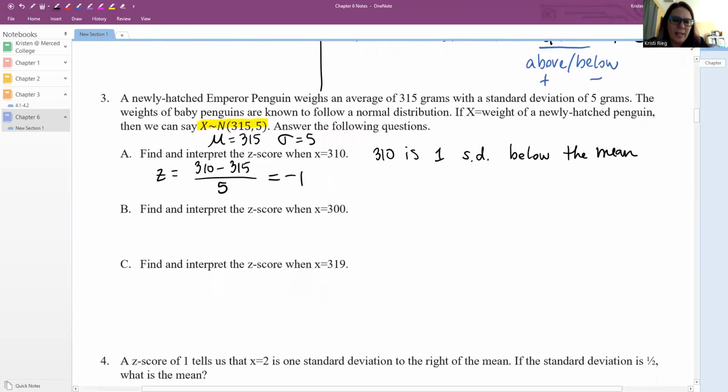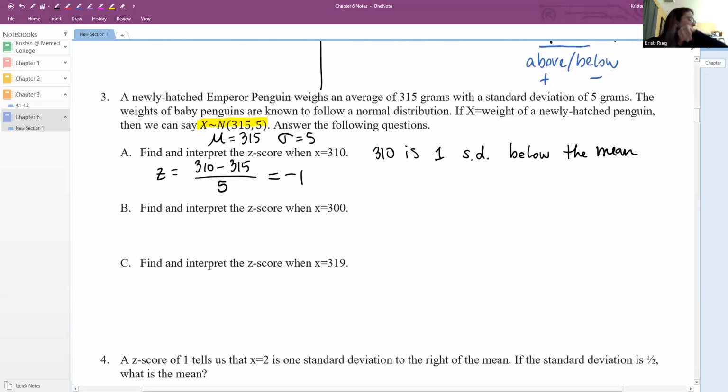Okay, let's try this again. All right, we have 310, same mean. So 310 is smaller than mu. So again, I expect this to be negative because it's going to be smaller.